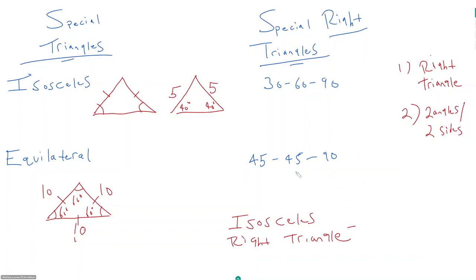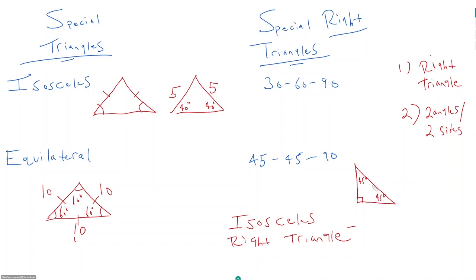So let's start with 45, 45, 90 triangles. Before we talk about identifying them, let's just assume you're given a 45, 45, 90 triangle and think about what properties you would then know. So to start, you're told we have a right triangle. Then say I tell you this angle is 45 degrees, and this angle here is 45 degrees.